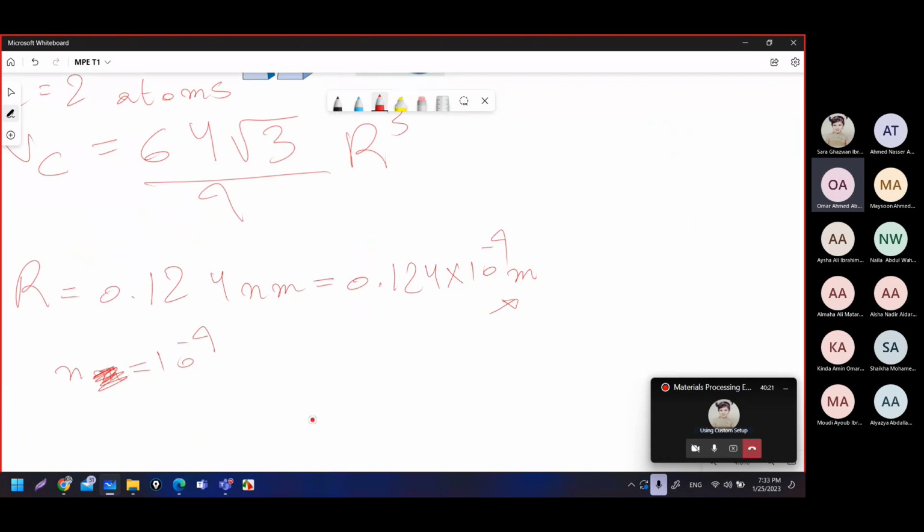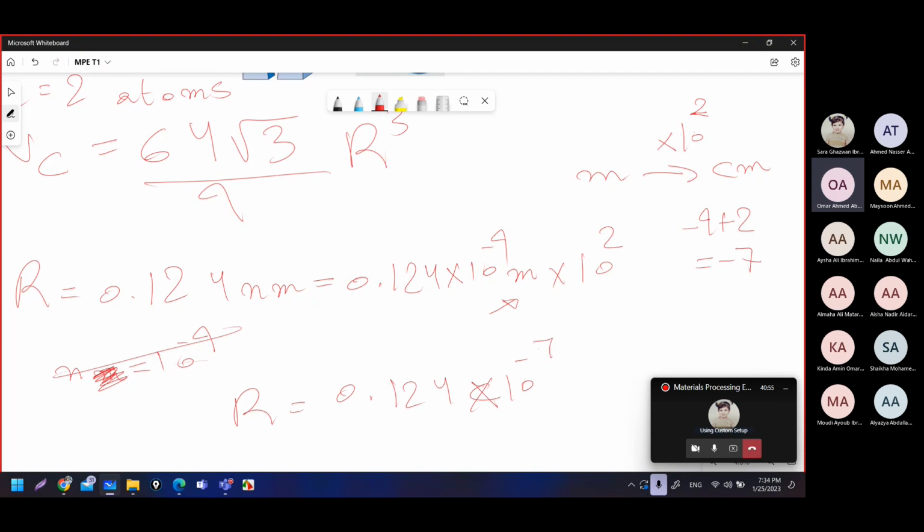And I know that to convert from meter to centimeter, I need to multiply by 10 to the power 2. So I need here to multiply also by 10 to the power 2. Okay. So in multiplication we add the power. So negative 9 plus 2, you will have negative 7. If you multiply directly by 10 to the power negative 7, you will have the unit in centimeter. So it will be 0.124 times 10 to the power negative 7 centimeter. That is the value for the radius.